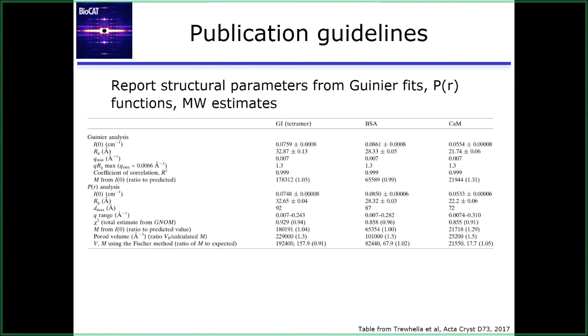Then we have the structural parameters. So this is the data validation. This is Guinier fit, P of R analysis. They report I0, Rg, qmin, qRg max, quality of the fit, molecular weight you got from I of 0, and the same kind of parameters for P of R. When available, report the uncertainties in those numbers as best you can.